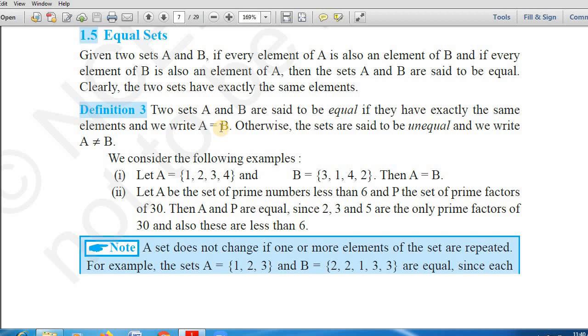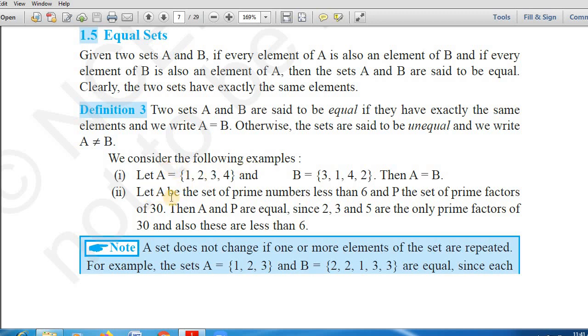The number of elements might be different, because in a particular set a particular element might be repeated. So in that sense, the number of elements might be different, but the elements must be the same in both the sets. And it is mathematically written just A equal to B. It is exactly like our general algebra.